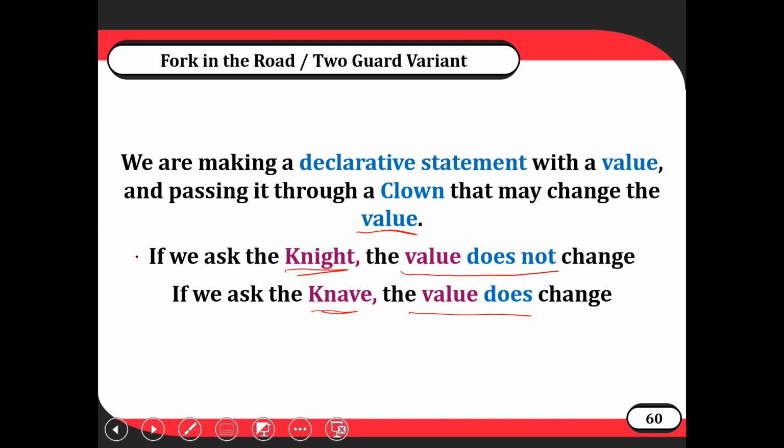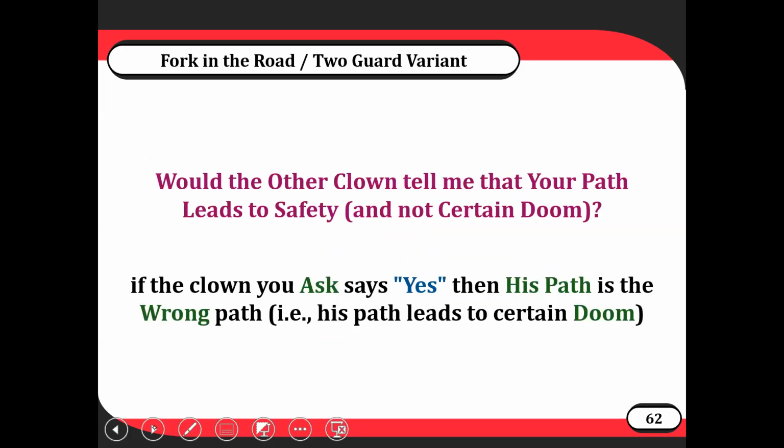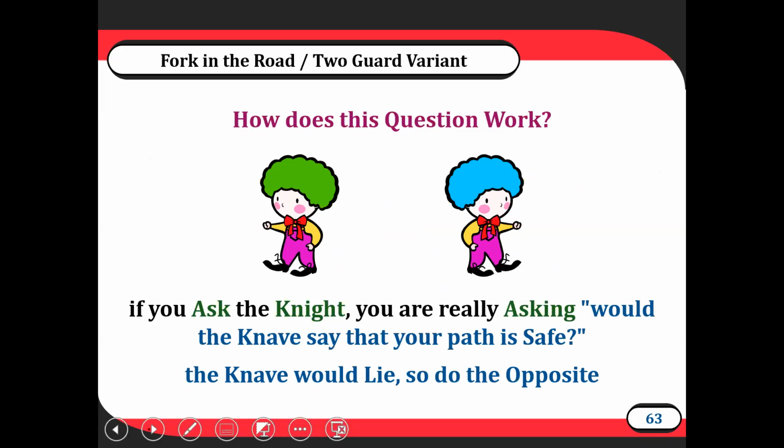But if we ask the knave, then the knave's going to do the opposite. He's going to change the value of that. So we want to somehow ask both. What we're going to do is ask, would the other clown tell me that your path leads to safety and not certain doom? So if the clown you ask says yes, then his path is the wrong path. And that's it.